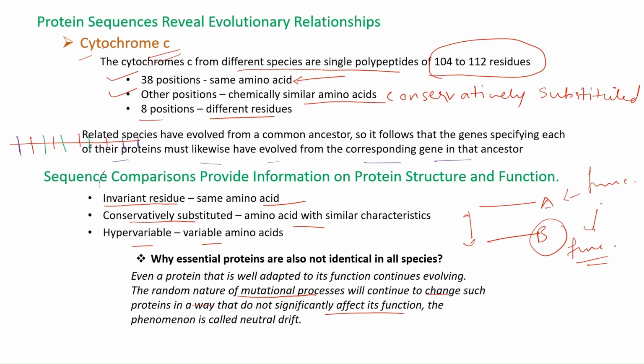Every gene will go on mutating, but the essential proteins will get mutated in such a way that it should not affect the function of that protein. And this phenomenon is known as neutral drift. Drift means shifting is happening, but that shifting is not affecting the function of the protein. So that shifting is neutral in nature. Though mutation is continuously happening, it is still not affecting the function of the protein. So that phenomenon is known as neutral drift.